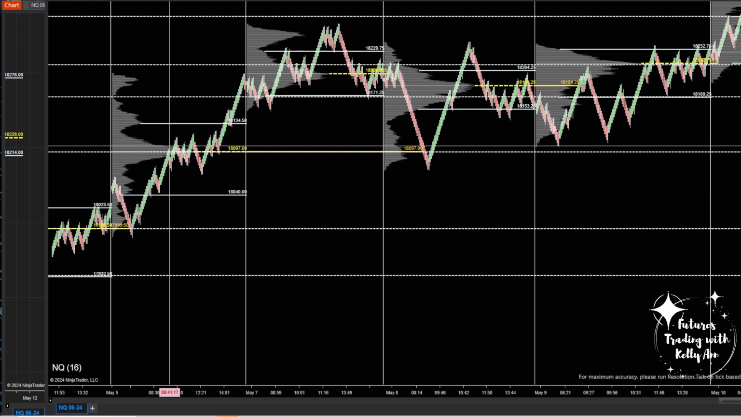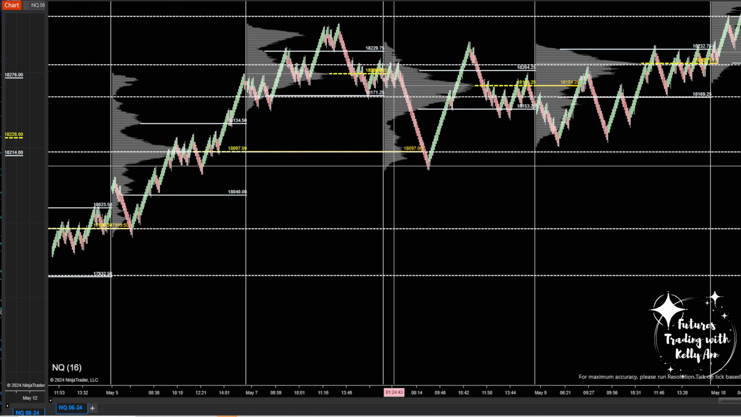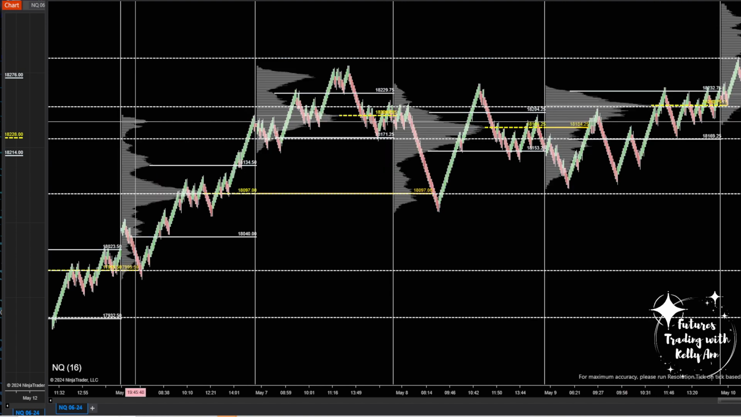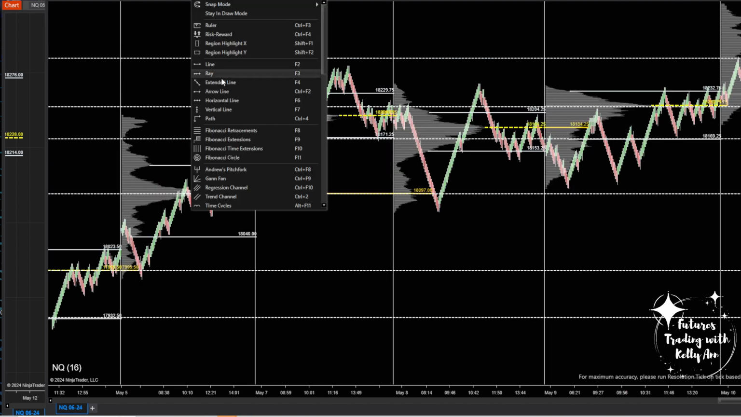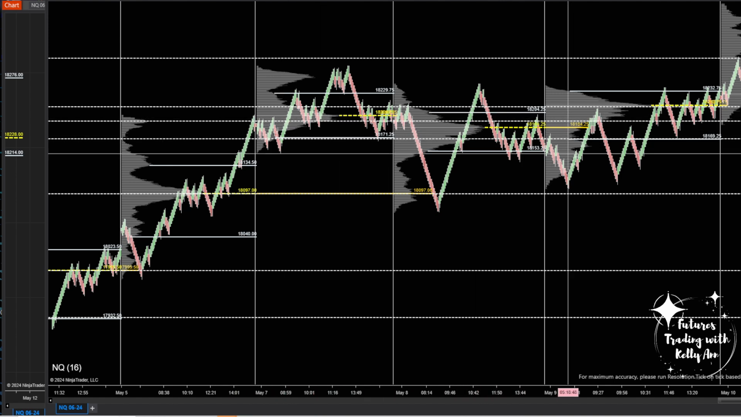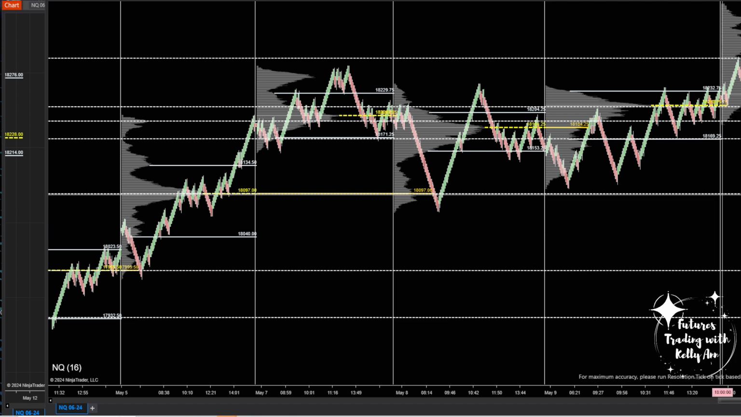So you see this large node on this day. I've made a line there. We came back to it. We came back close to it here, here, and here. We got a large node here. You see we consolidated around it. It became a strong level. So basically you can use it like that.